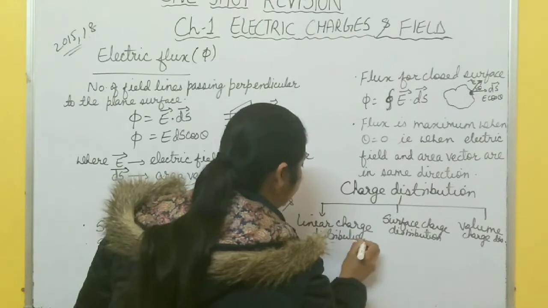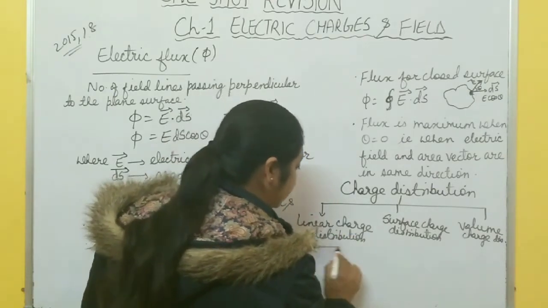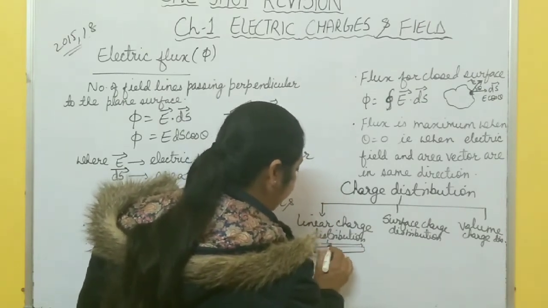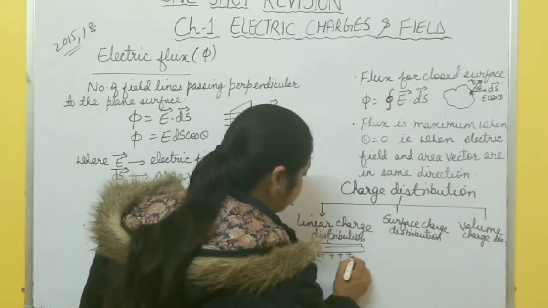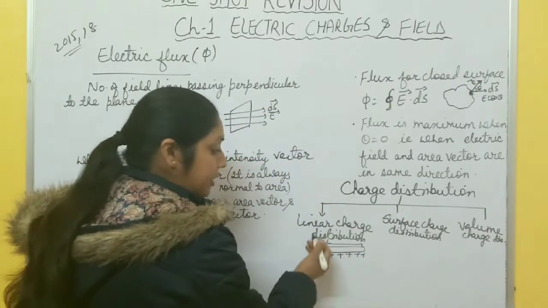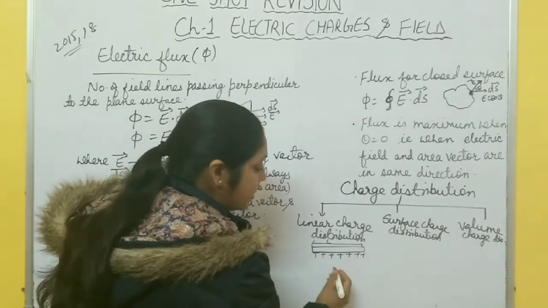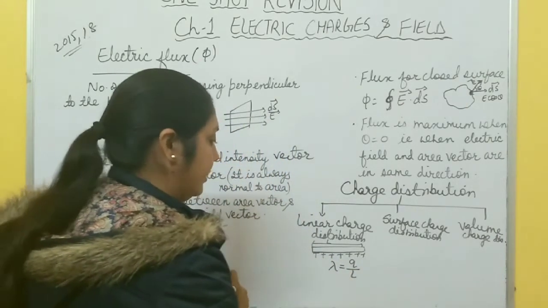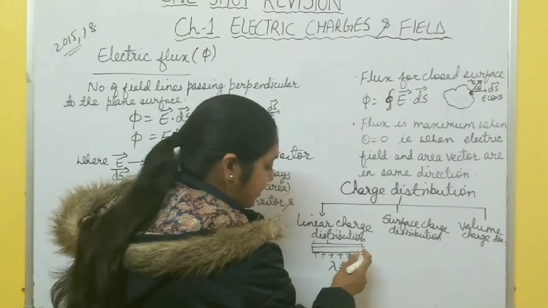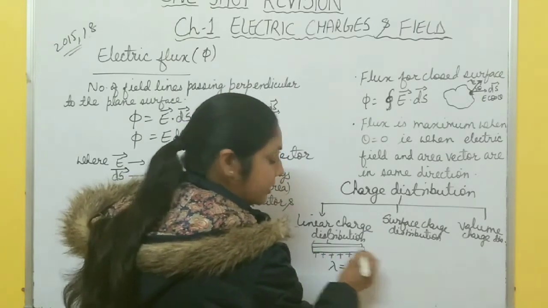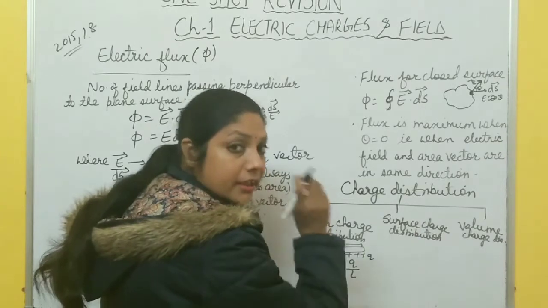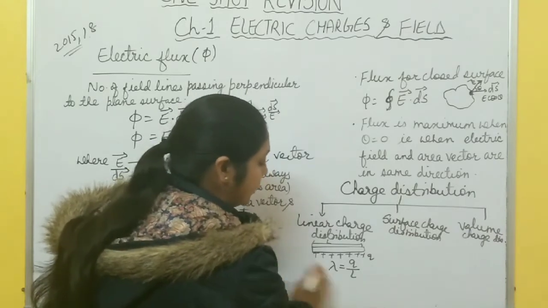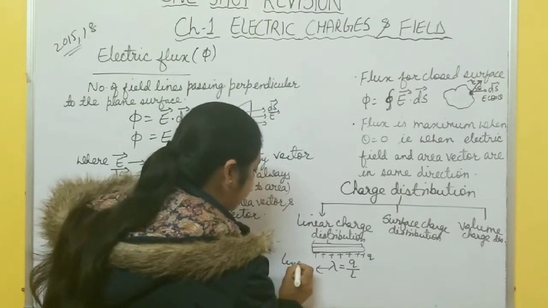Linear charge distribution means charge is distributed over length. Suppose this is the length of a conductor or wire, and the length is L. Charge is distributed over this length. For linear charge distribution, we always use linear charge density, which is charge per unit length. In L length, suppose Q charge is there. In unit length, lambda is charge per unit length. So this is linear charge density.